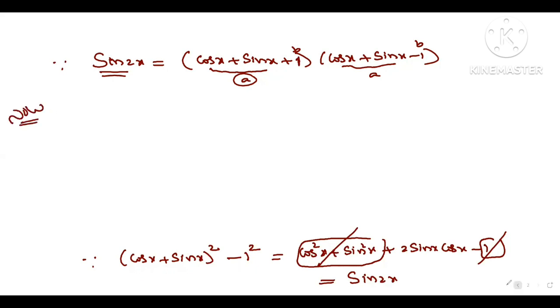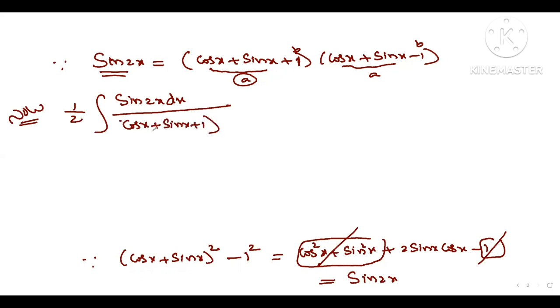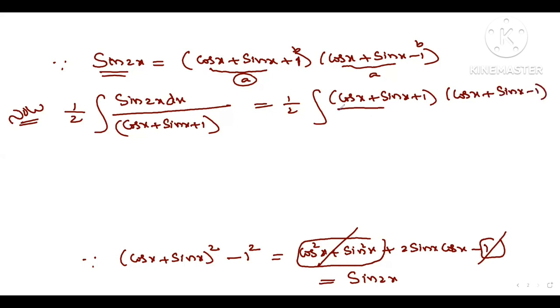Now, what is the previous step? 1 by 2 times of sin 2x dx by cos x plus sin x plus 1. So 1 by 2 times of, we know that sin 2x is cos x plus sin x plus 1 into cos x plus sin x minus 1, upon cos x plus sin x plus 1 dx.